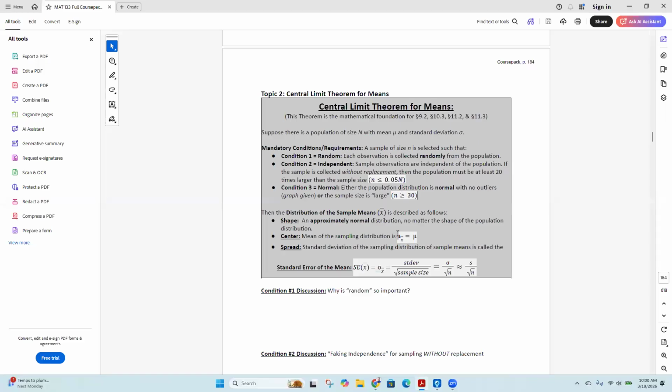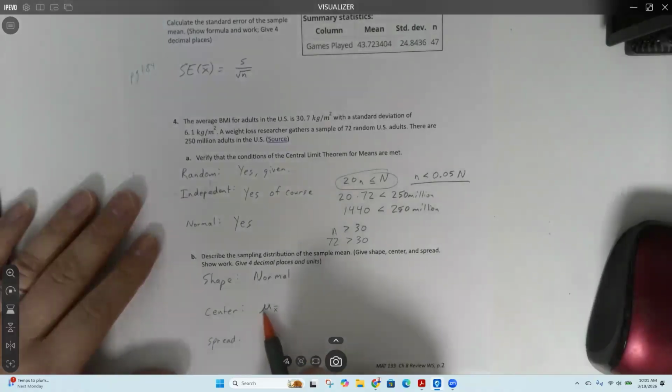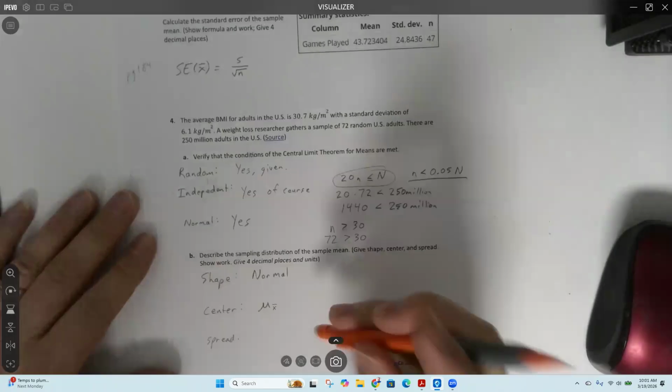They write it as, and this is crazy confusing in my opinion, mu sub x bar equals mu. What the heck does that mean? Mu is a mean and x bar is a mean. Mu is the mean of the population. X bar is the mean of the sample. So this is saying the mean of the distribution of sample means. What? That's confusing.